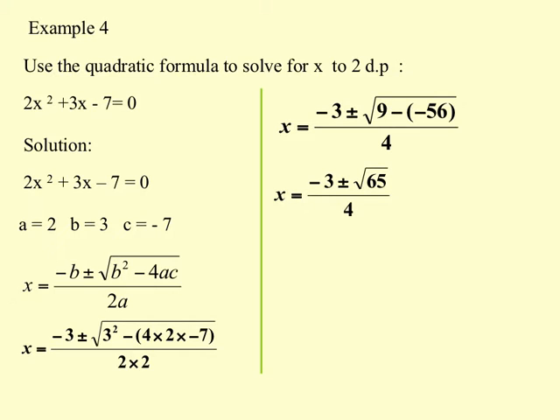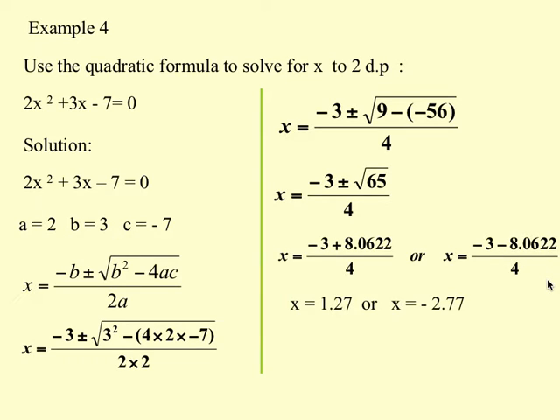And we work through it. We get to here, and the square root of 65, well, 65 is not a square number. So we work it out on a calculator, and we get negative 3 plus 8.0622 over 4, and negative 3 minus 8.0622 over 4, and get our two answers. Probably what I've done here isn't the best. When you type in your calculator, don't type that. Type root 65. Don't round off until the very last step, but that's how you do it.